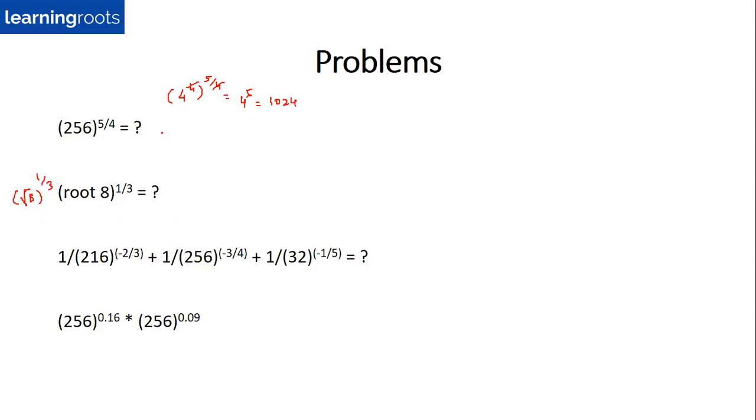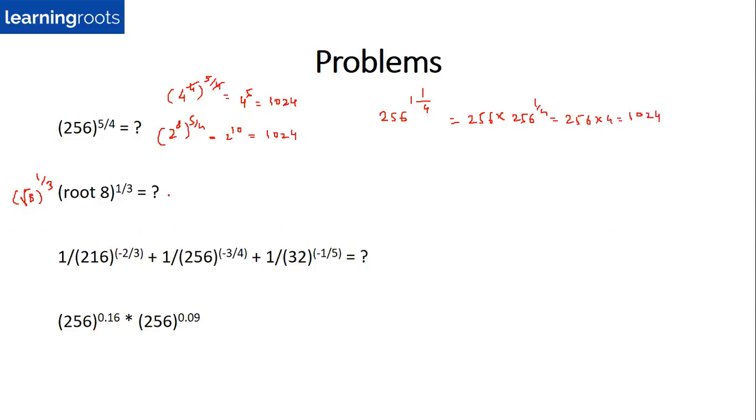The other is to represent it as a power of 2, right? If you know that 256 is 2 raised to 8, then you can operate that way, which will essentially give you 2 raised to 10 as 1024. So let's say 2 raised to 8 into 5 by 4. So 2 raised to 10, and that gives you 1024. What you can also do is, you can write 5 by 4 as a mixed fraction, 1 and 1 by 4. So this is going to be 256 into 256 raised to 1 by 4, which is nothing but 4. So 256 into 4, 1024.